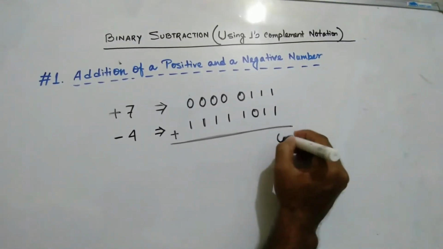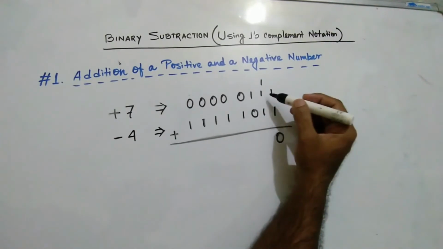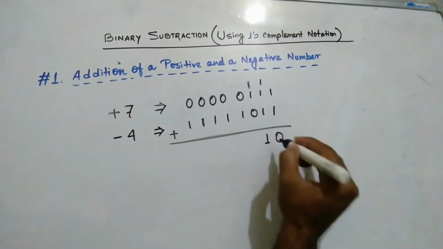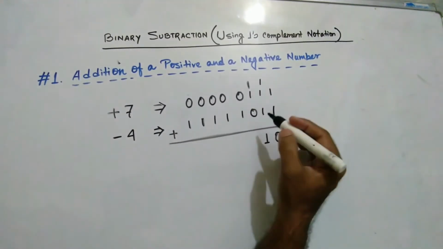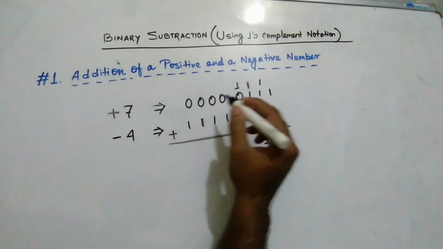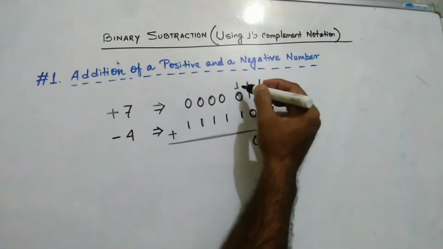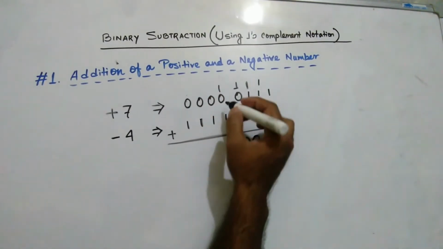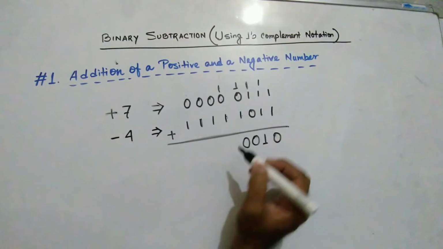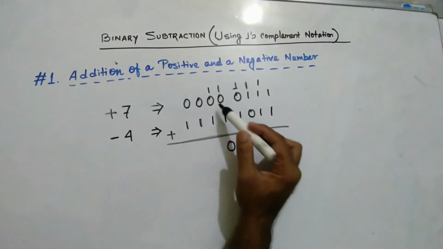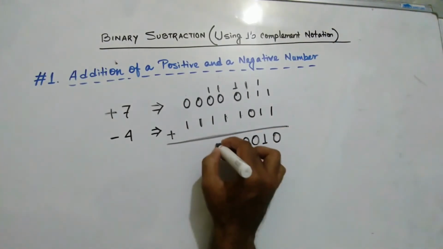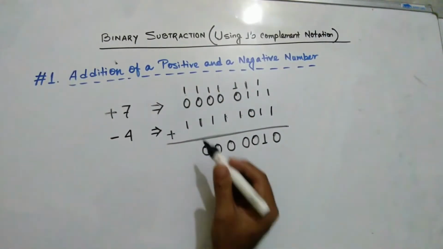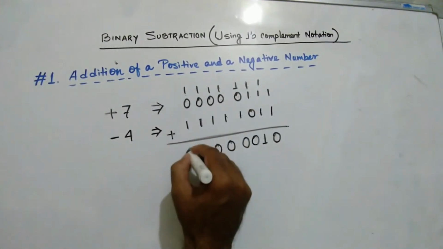1 plus 1 is sum 0 carry 1, and we write the carry 1 here. 0 plus 1 is equivalent to 1. Here 1 plus 1 is sum 0 and carry 1, and the carry 1 should be added with the next bit. Here 0 plus 1 is 1, and 1 plus 1 is again sum 0 carry 1. Likewise, 0 plus 1 is 1 and 1 plus 1 is sum 0 carry 1, in each of the remaining steps.